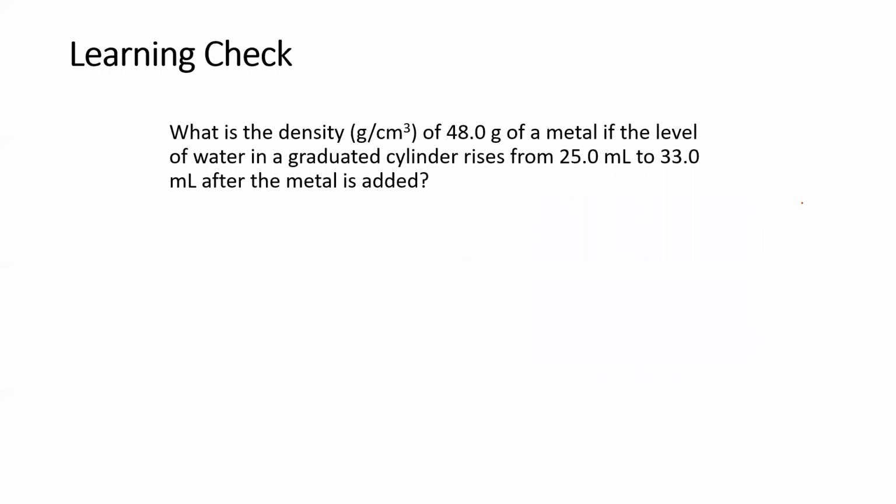So here's another example of what we just did. Now this is volume by displacement. What is the density? So I'm looking for density. They're telling me I want density. And density is a ratio, mass over volume, of 48 grams of metal. I already got the mass.